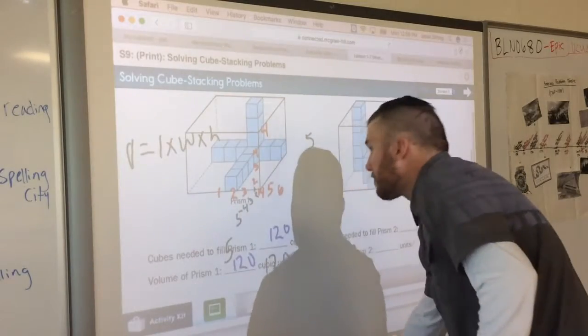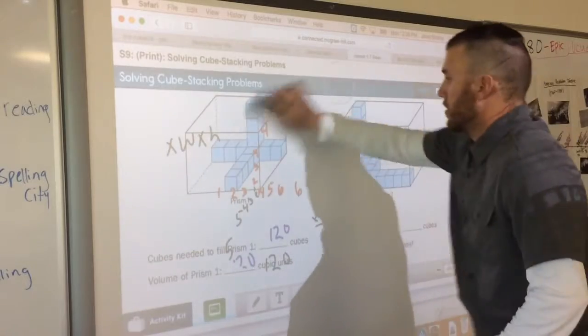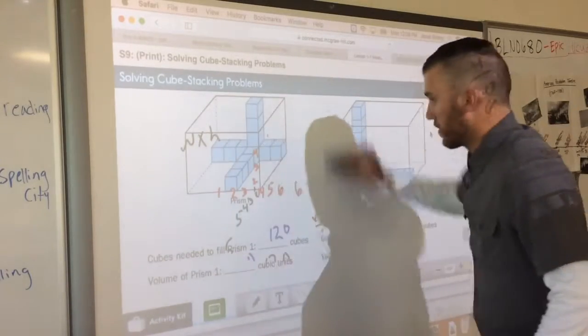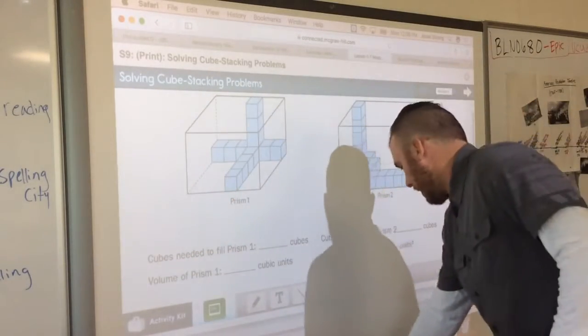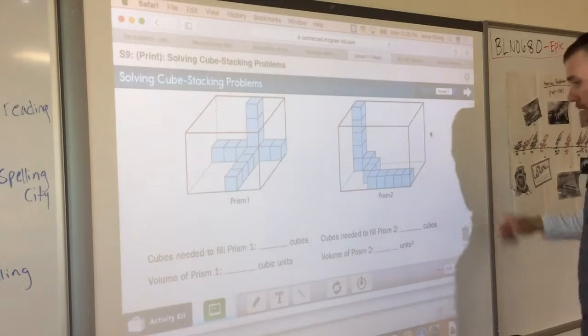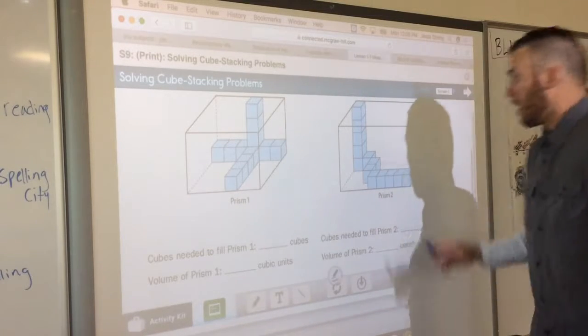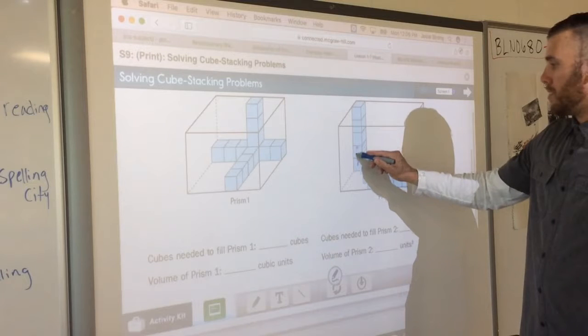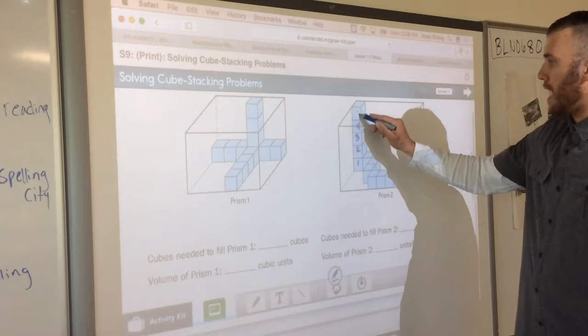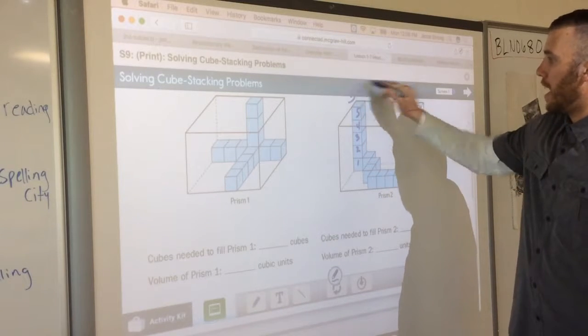Now let's do the second one. All right, if we look at this, let's see how many we have going up. 1, 2, 3, 4, 5. So our height is 5.